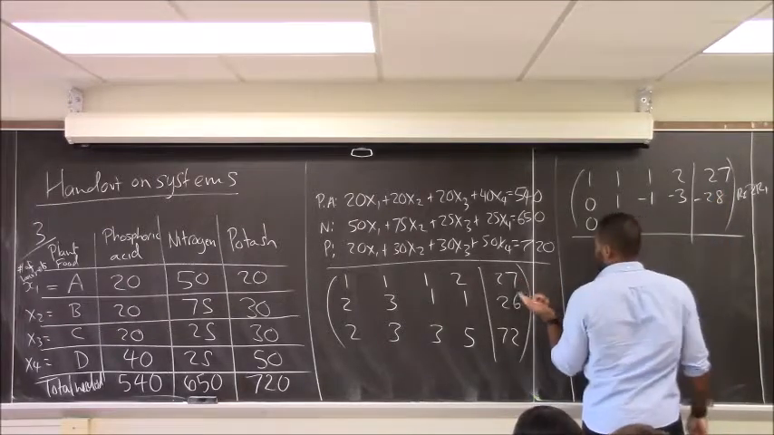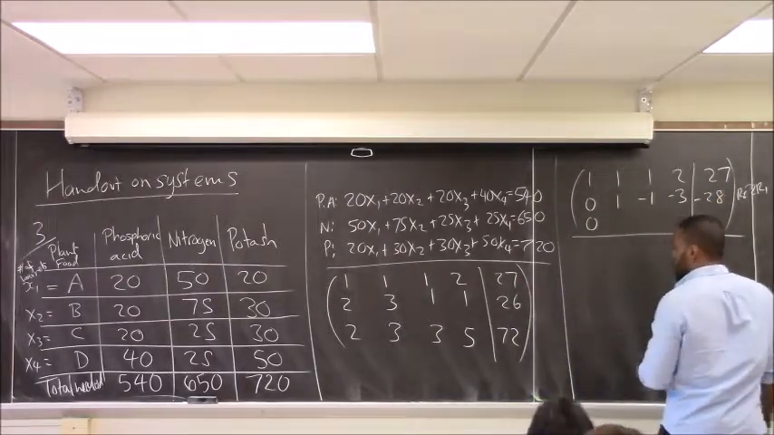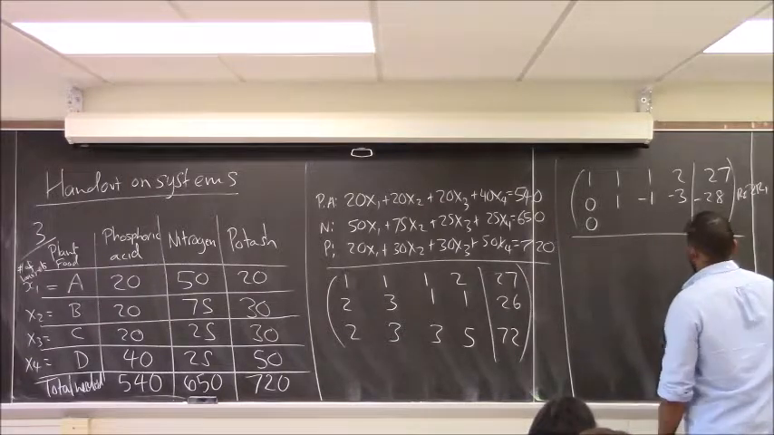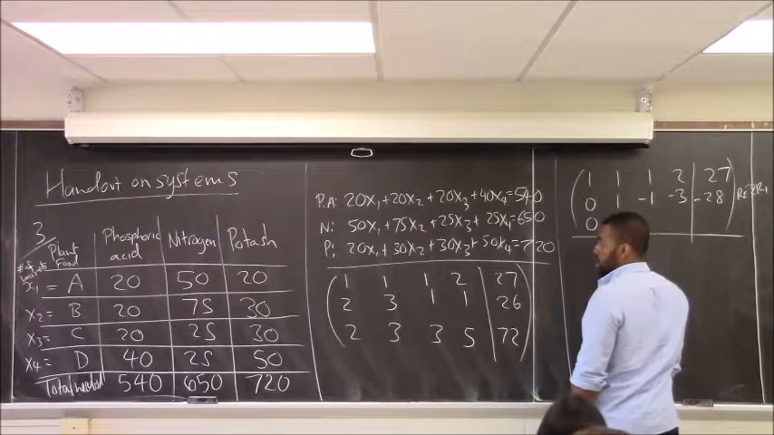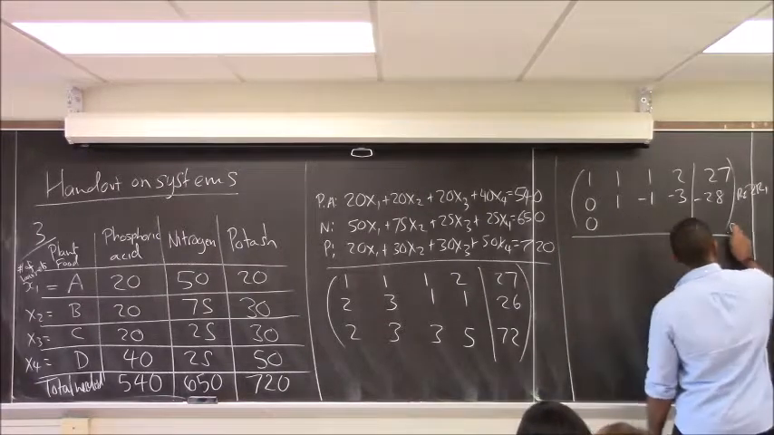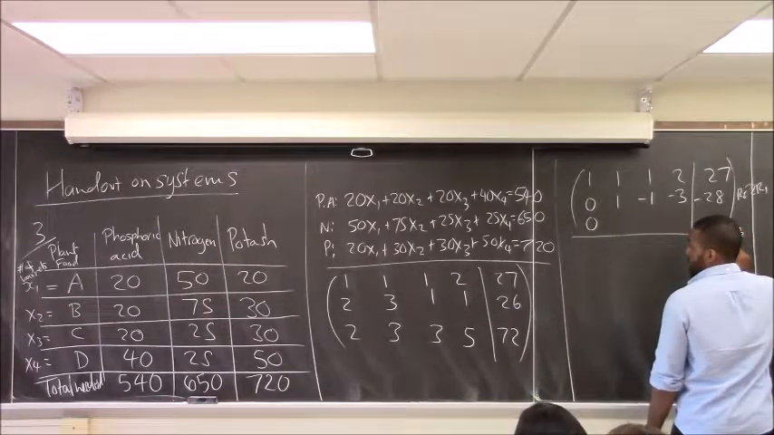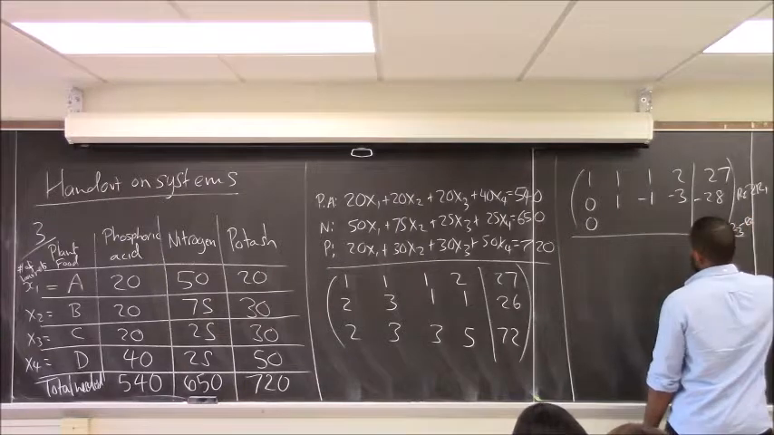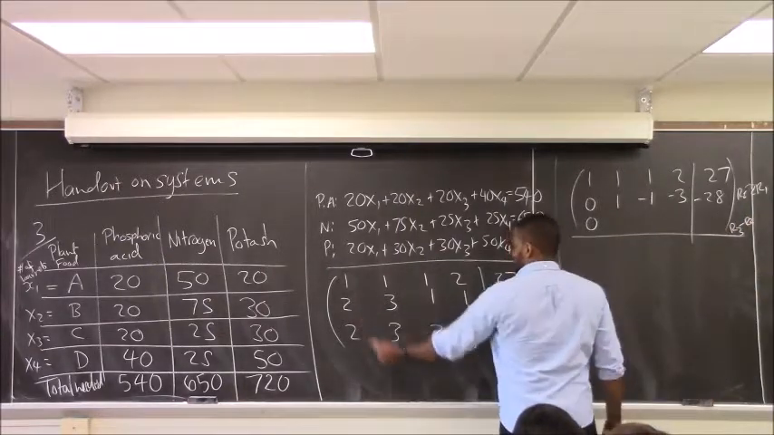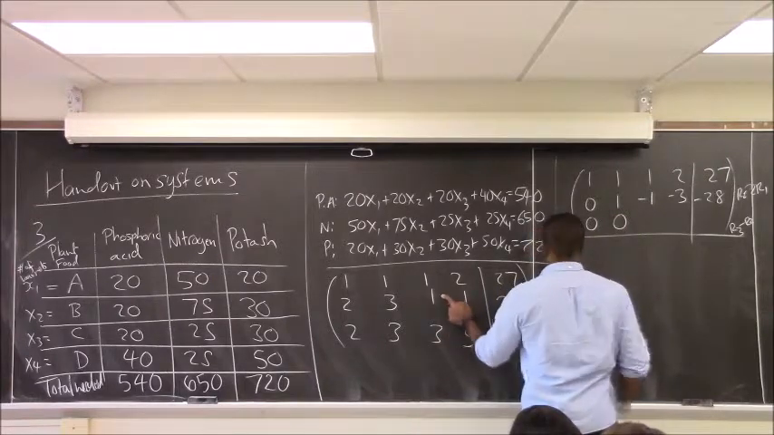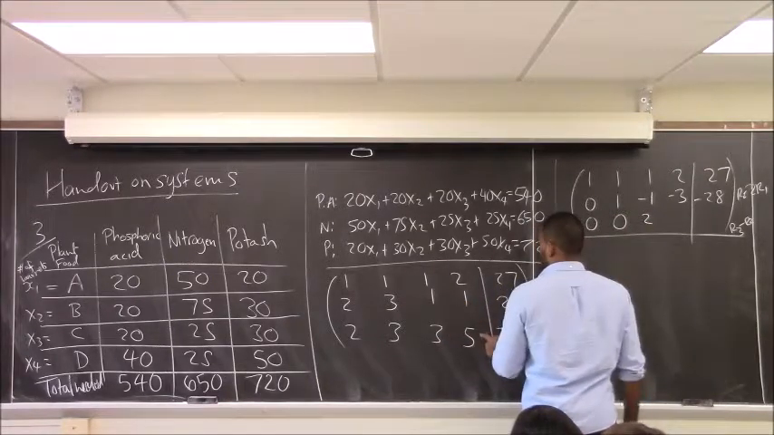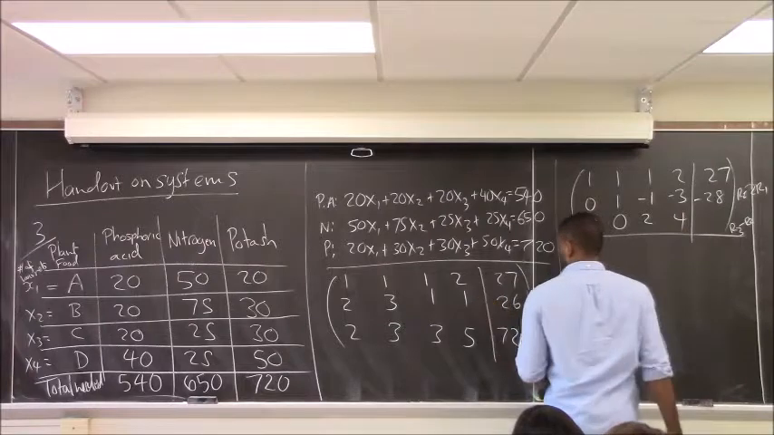So you can take 26 minus 27, you get a negative 1, minus 27 again, you get a minus 28. And I want a 0 here. What I can do is say take row 3 and subtract row 2. This minus that, 0. This minus that, also 0. This minus that, 2. This minus that, 4. This minus that.